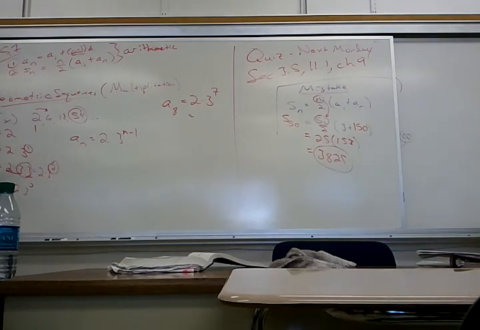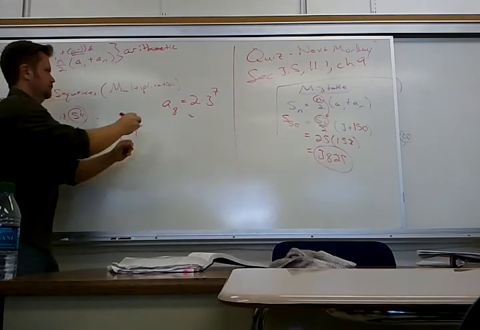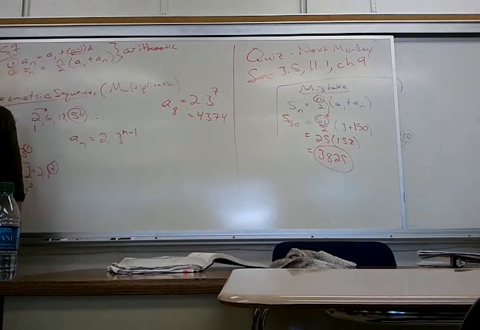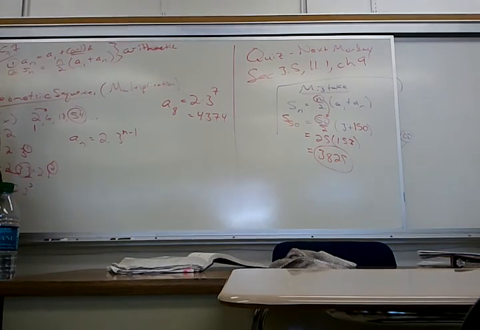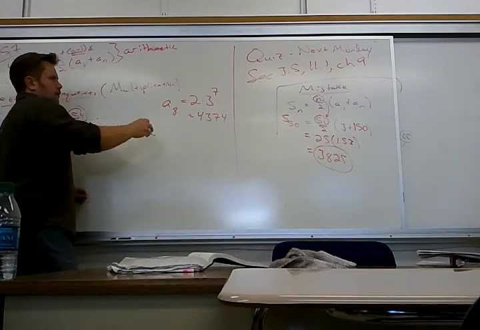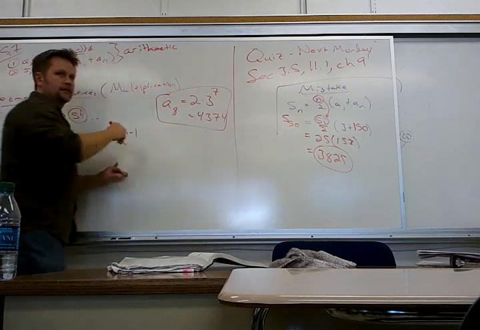Somebody got that for me? Oh, yeah. 4374. What? 4374. That was a big number. I wish I had that much in my bank account. Yeah, that makes sense. So do you guys get 4374? Okay. So hopefully that's kind of straightforward.